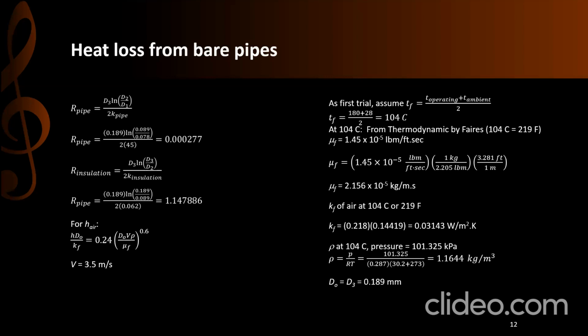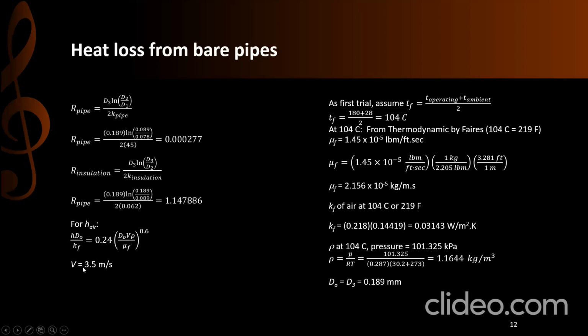Next, K sub F of air at 104C or 219 Fahrenheit. K sub F is equal to 0.218 times 0.14419 is 0.03143 watts per meter Kelvin. Yung kasi sa 219 Fahrenheit is English yung makukuha mo sa table which is 0.218. Then this is a conversion factor para maging watts per meter Kelvin.